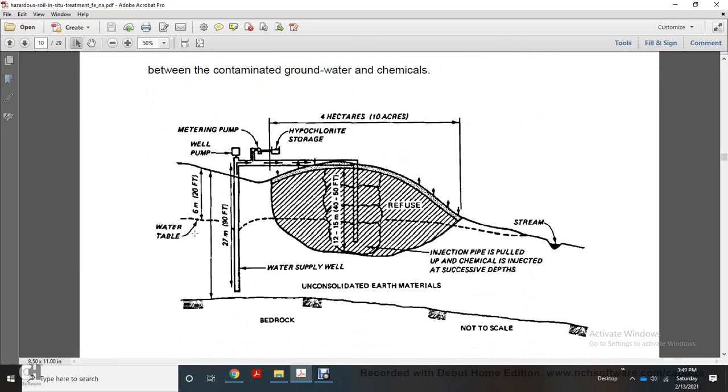The figure shows the water table, 120 feet, 20 feet, 20 by 90 feet, metering pipe, hydraulic storage, well pump, header, injection pump and chemicals injection, water supply, bedrock, unconcentrated earth, not to scale.